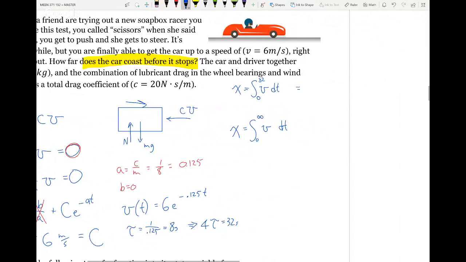To take the integral of this term, it's going to be 6 times negative 8 e to the negative 0.125 t. It is very important that we evaluate that from 0. So that equals 6 times negative 8 e to the negative 0.125 t. We're going to evaluate this from 0 to infinity.